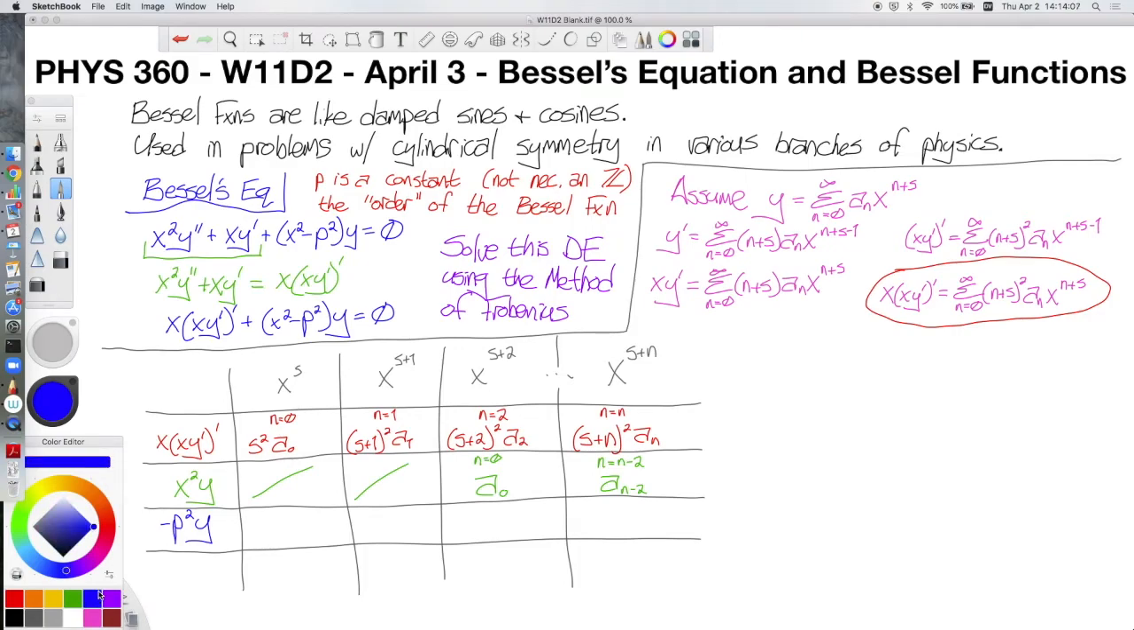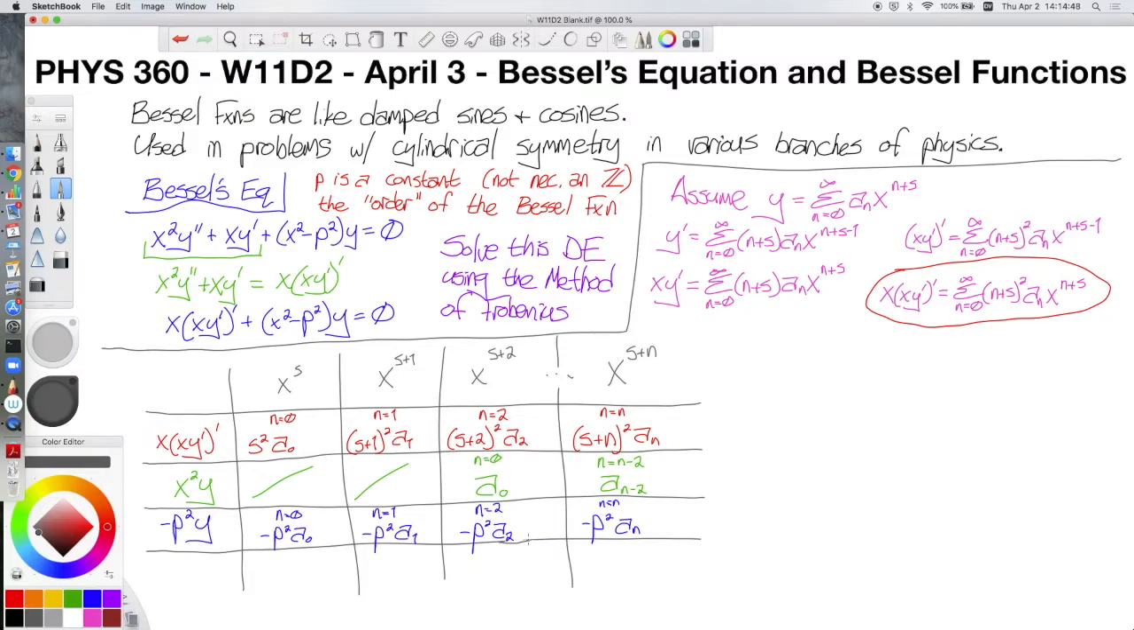Then for the negative p squared y row, this one's pretty straightforward. n equals 0 for the first one just gives us a coefficient of negative p squared times a naught, and that pattern will just repeat across the entire row, giving us negative p squared a1 for the next cell, and then negative p squared a2 for the next cell, and finally the general term where n just equals n gives us negative p squared times a sub n. Got a little ahead of myself back here. This cell should have been a sub 2, not a sub n.